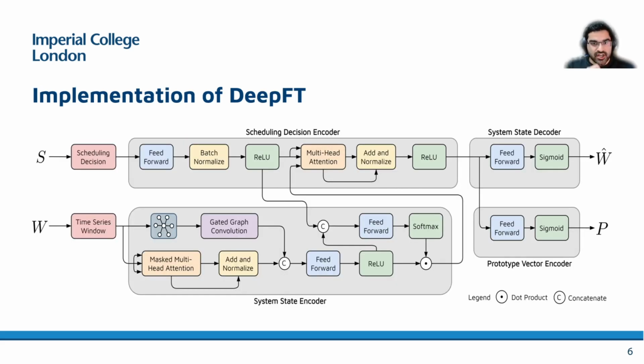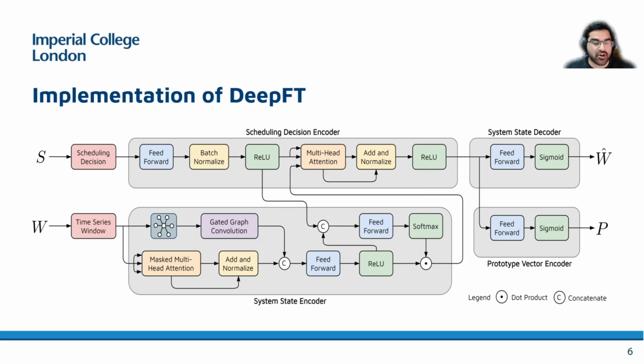So this figure demonstrates how DeepFT is implemented as deep neural networks. We realize each of these four components, the scheduling decision encoder, system state encoder, system state decoder, and prototype vector encoder, as deep neural networks. The system state encoder essentially performs spatial inference over the past task migrations using a gated graph convolution network. This allows us to capture the interhost dependencies arising from the new task allocations, which is the scheduling decision S. It also applies multi-head self-attention to encapsulate the resource utilization characteristics of all hosts in the system.